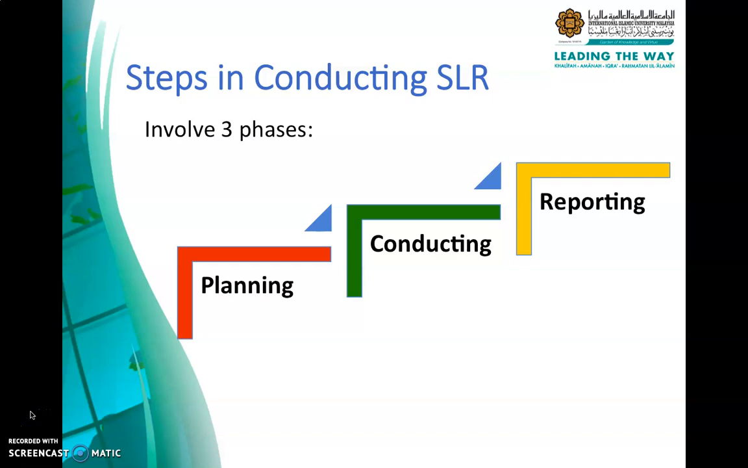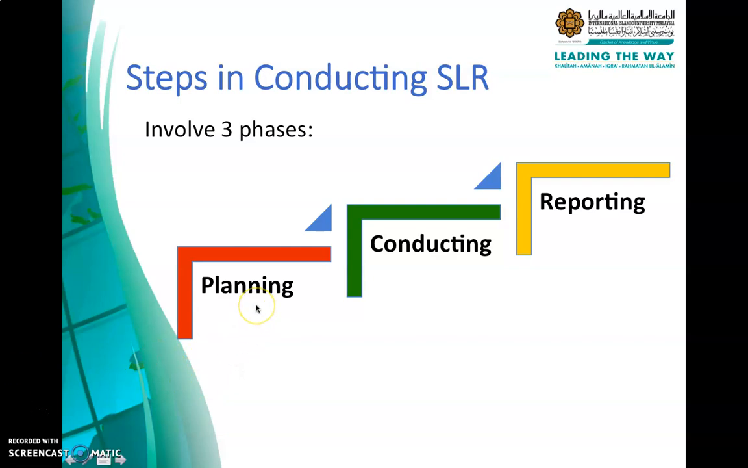Now we will look into the steps involved in conducting a systematic literature review. Basically, the steps to conduct SLR can be divided into 3 phases. The first phase is planning, the second phase is conducting, and the third phase is reporting. For each of these phases, there are a number of tasks, a number of activities that I will detail out later. But the first part is the most important one, which is the planning.